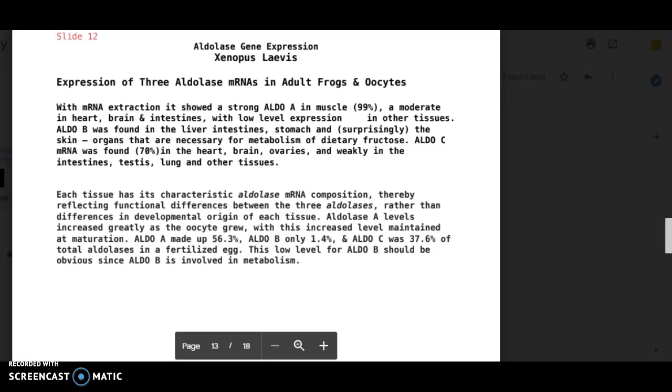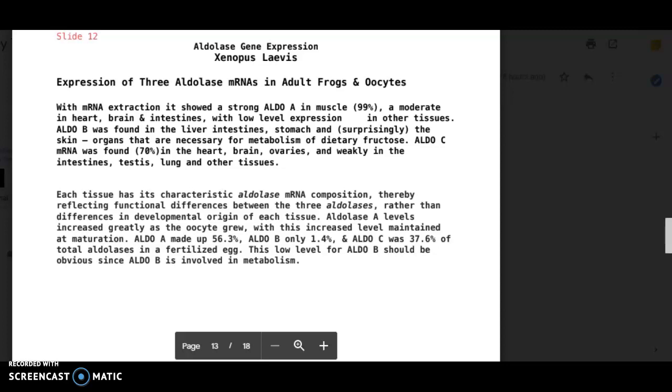Aldolase B messenger RNA appeared as a signal in kidney, liver, intestine, stomach, and interestingly in skin, as noted for humans, rats, sheep, sea bream, and salmon. The expression in skin is as in salmon. We obtained a strong signal of aldolase C messenger RNA in the heart, brain, and ovary, and a weak signal in intestine, testes, lung, and other tissues.